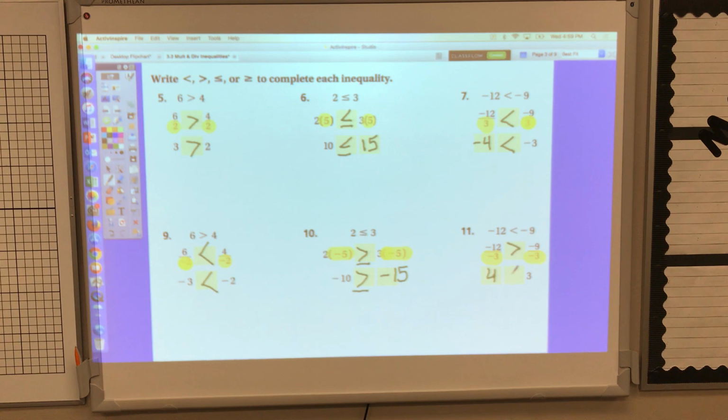So if we look here, 4 is greater than 3. That symbol switched because whatever we did on both sides was either multiplying or dividing by a negative. Multiplying or dividing by a negative makes the sign become its opposite.